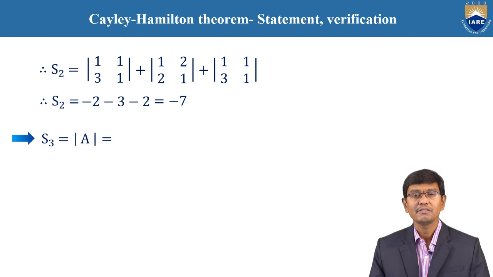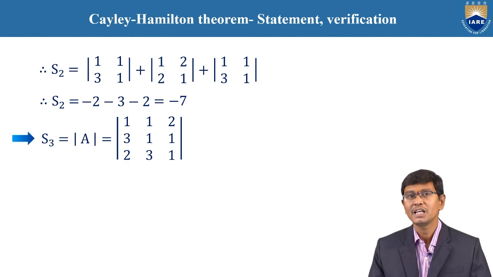And similarly, we need to find out S3. That S3 is equal to the determinant of the given matrix. The determinant of the given matrix is equal to here the det of [1 1 2; 3 1 1; 2 3 1].